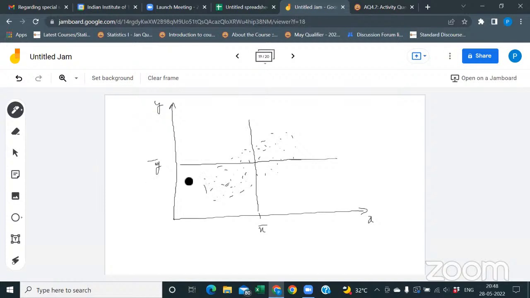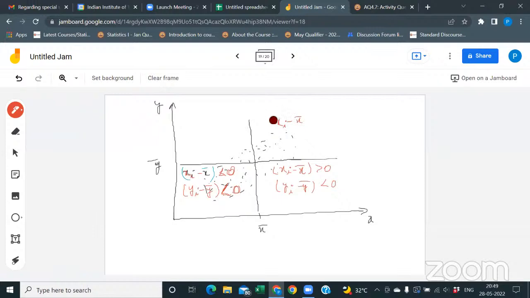In the first quadrant, xi minus x bar is less than 0, and yi minus y bar is also less than 0. Now, what about this one? Xi minus x bar is greater than 0, and yi minus y bar is less than 0.